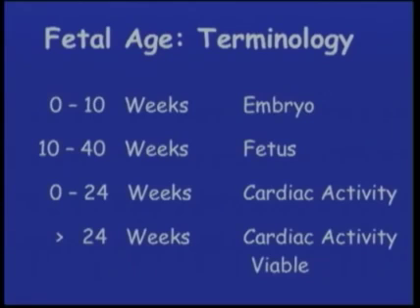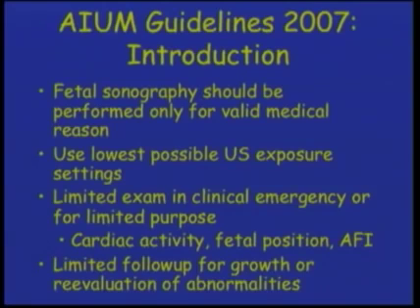Now, we also talk about what the fetus should be called. From 0 to 10 weeks, it should be called an embryo, and from 10 to 40 weeks, a fetus. We talk about cardiac activity prior to 24 weeks, and we talk about viability after 24 weeks. That's because that's when we think the fetus could survive outside the womb.